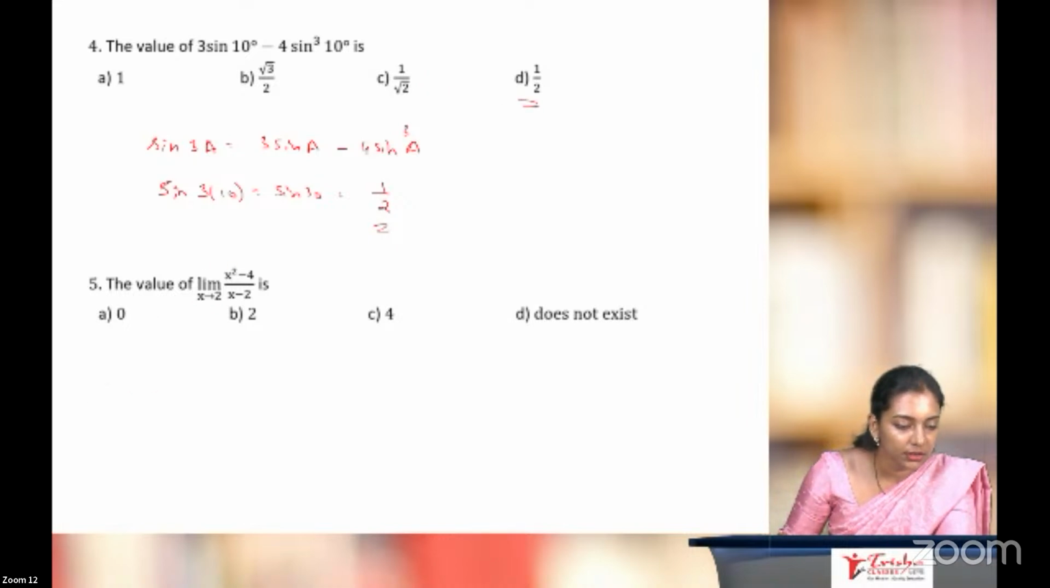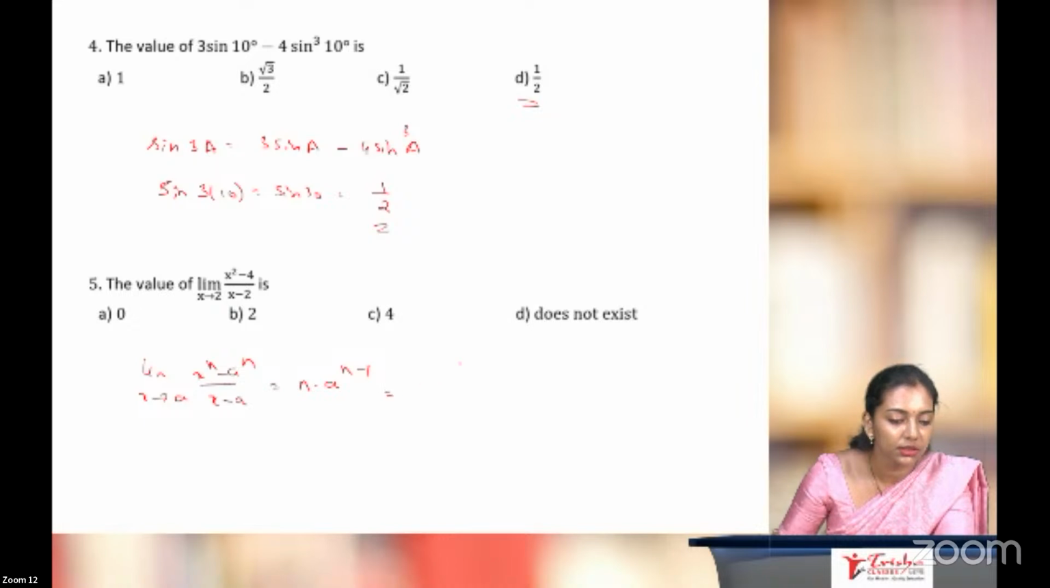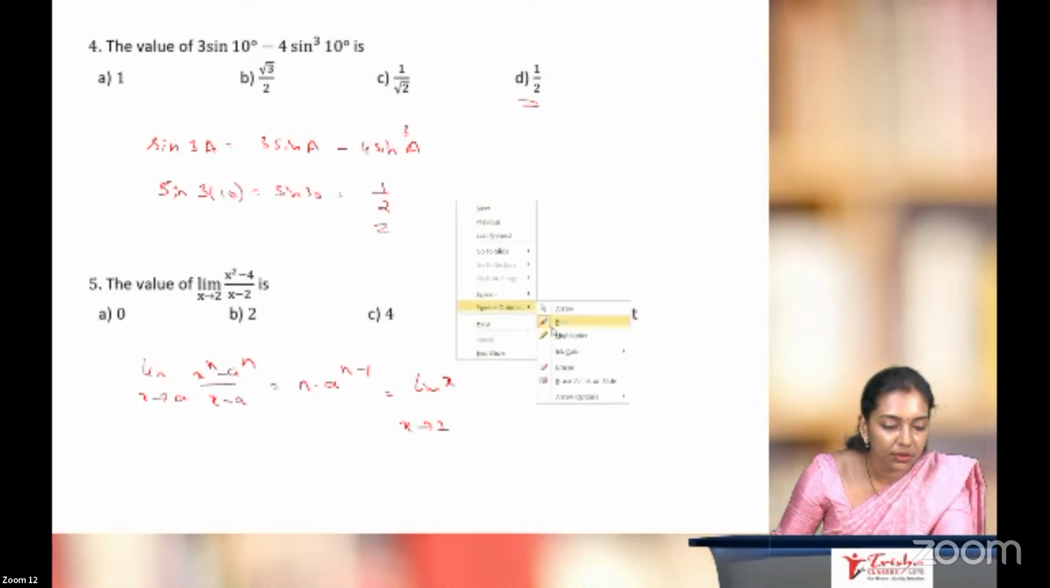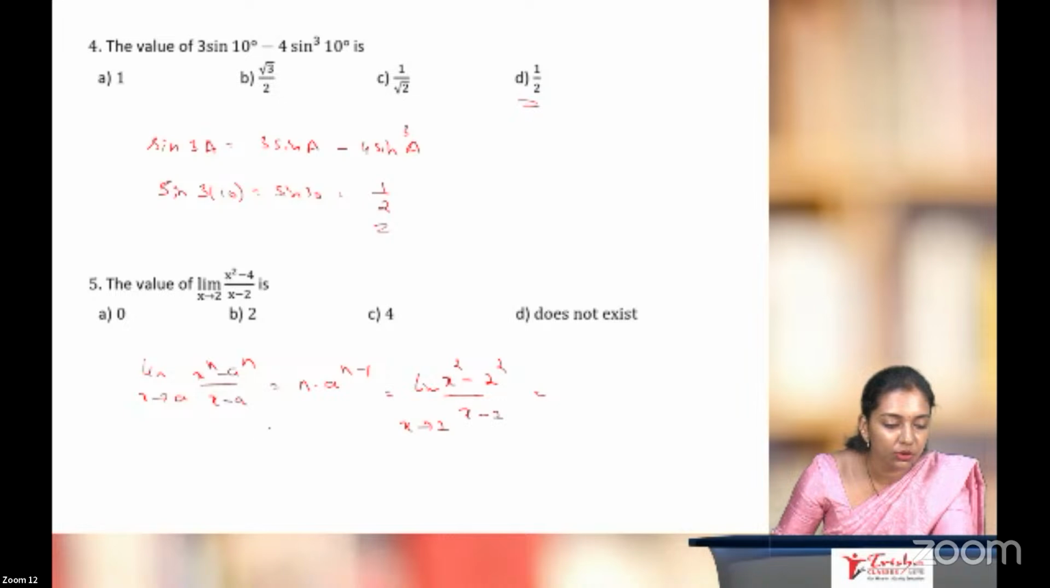Now again, see, even in the limits, it will be under the two main formulas. Limit x tends to a, x to the power n minus a power n by x minus a, that is n into a to the power n minus 1. So here you have limit x tends to 2, x to the power 2 minus 2 square, you can write 4 as 2 square, by x minus 2. So it is of this form, right? So directly write the answer. So it is 2 into a, our a is 2, to the power 2 minus 1. Or 2 into 2 to the power 2 minus 1. Or it is 4. 4 is the answer.